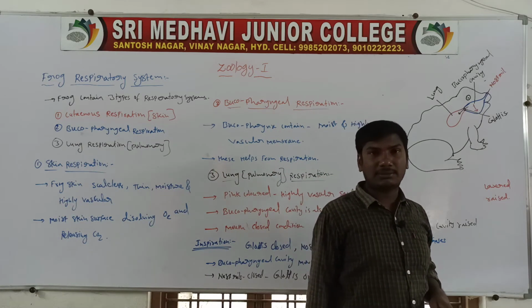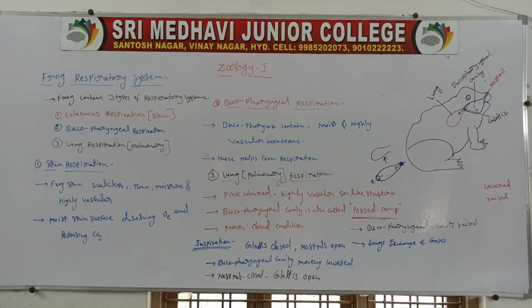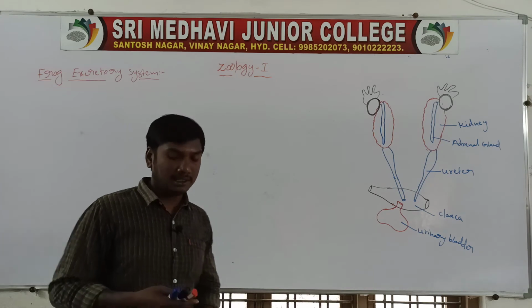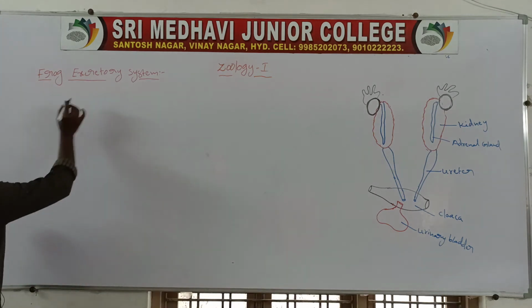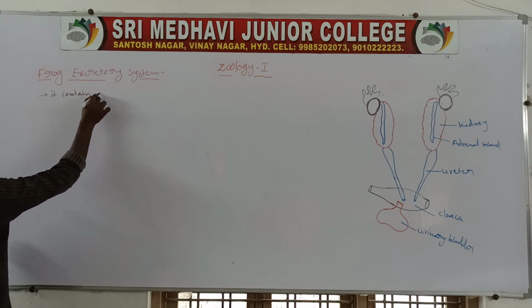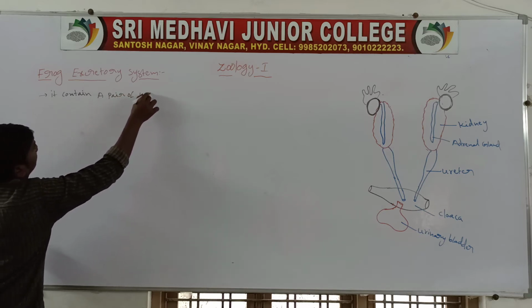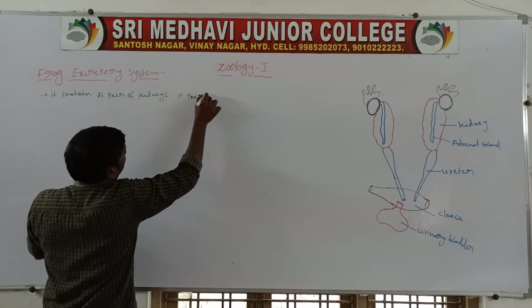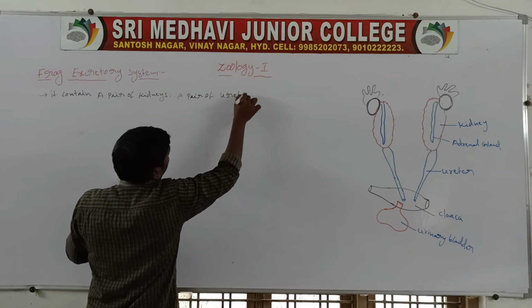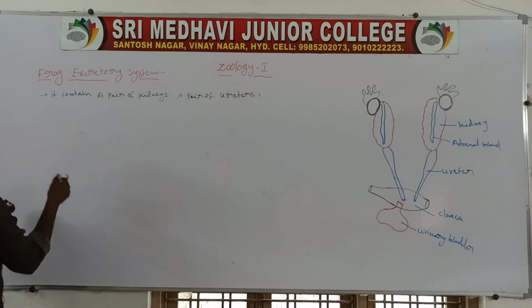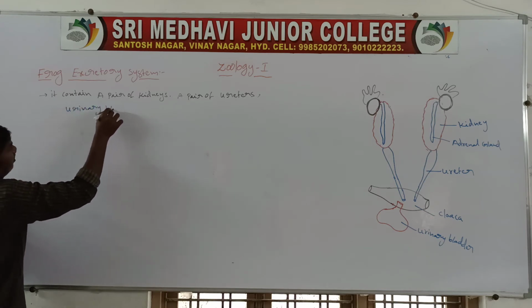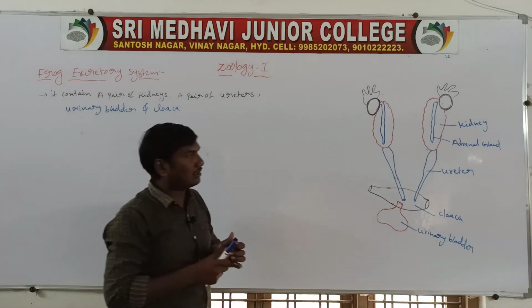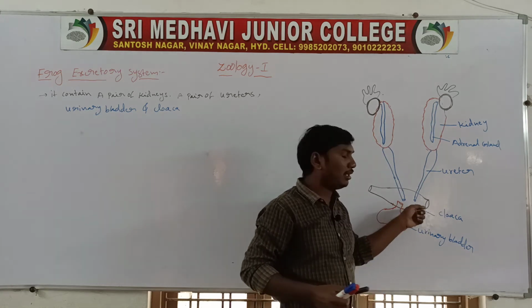Next, the frog excretory system. The frog excretory system contains a pair of kidneys, a pair of ureters, a urinary bladder, and a cloaca.